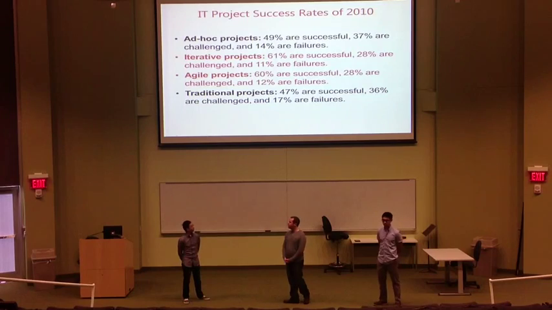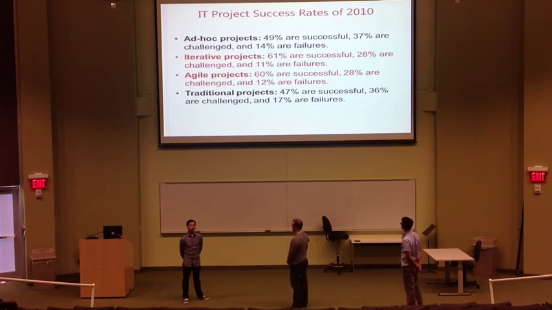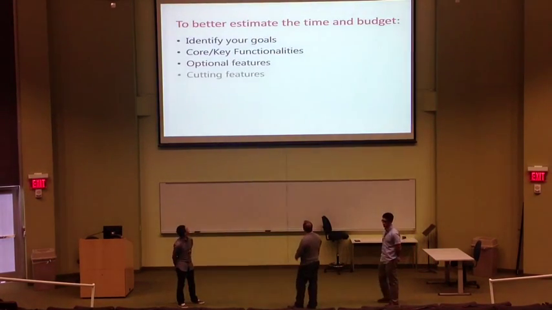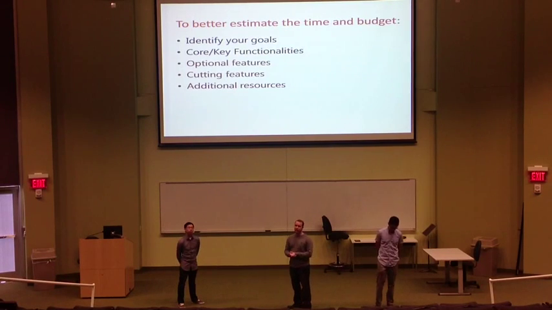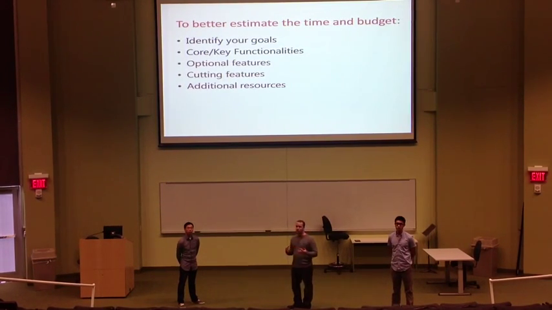So we have ways that you can better estimate your project. To better estimate your time and budget, you want to identify your goals. If you don't start your project with a solid goal in mind, you don't want it to be vague. You need to have specifics because it's hard to obtain things when they're in a vague conceptual form. But what you need to determine is: what are the core or key functionalities for your particular project?